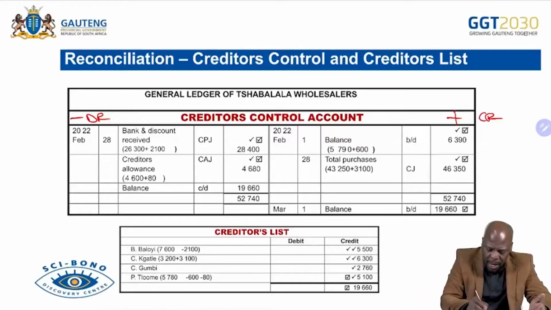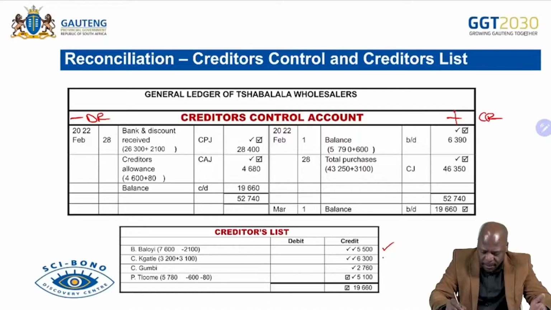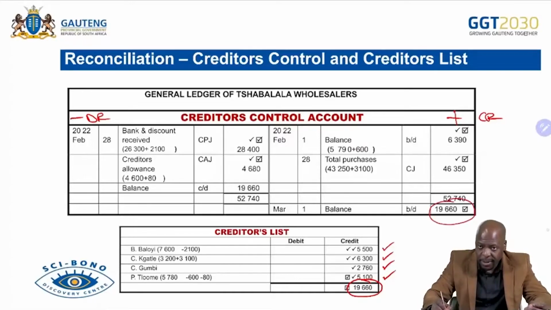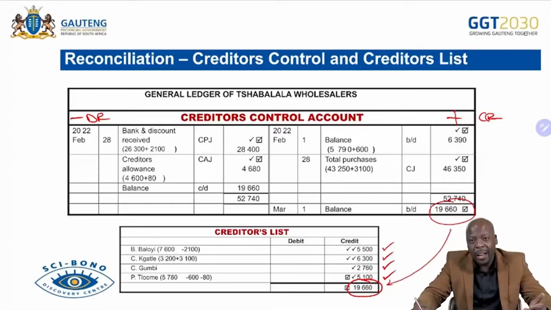In our creditors list, we have Mr. Baloyi here with 5.5, we have Mr. C. Hatle, and then we have Mr. Gumbi and Mr. Klume, and their total is 19,660. That should be the same as the balance in your creditors control account, which is 19,660. When these two talk to each other, then we would have completed the reconciliation aspect.